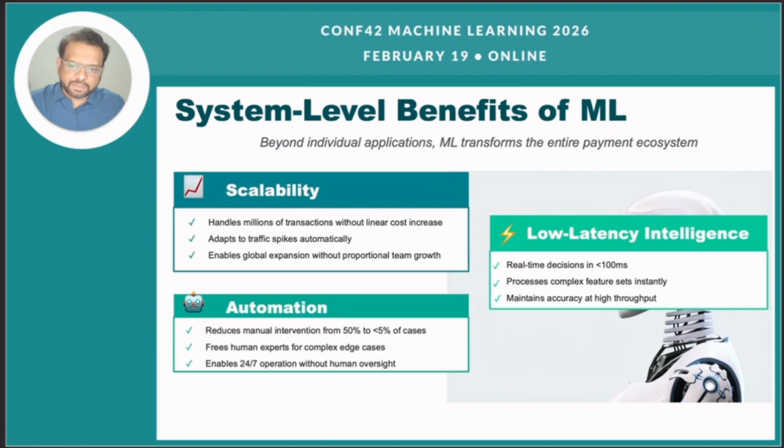Now, moving forward, the second one is automation. This is perhaps the most tangible benefit I see while using machine learning. Machine learning reduces manual intervention from 50% of cases in traditional systems to less than 5% in a machine learning enhanced ecosystem. Most decisions like fraud checks, risk assessments, and routing choices happen automatically with high accuracy and at scale. This frees human experts to focus on complex edge cases where judgment and creativity matter, and this ensures there's a human in the loop in the model's learning.